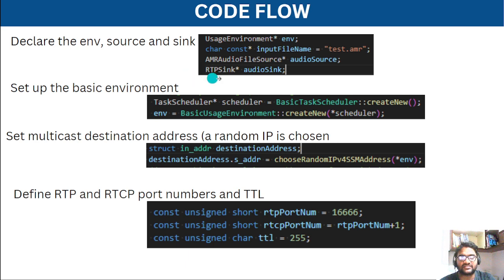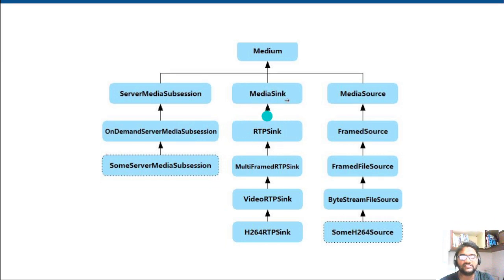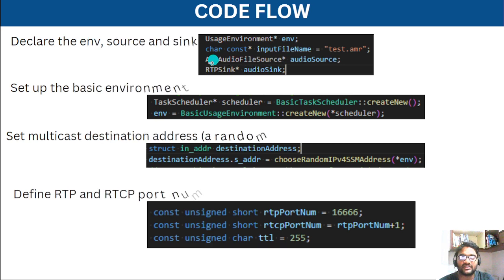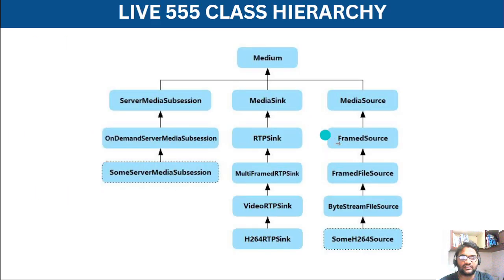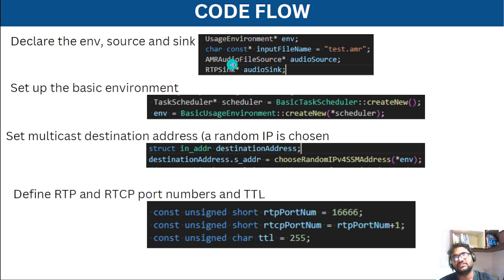As I mentioned, we'll be using the RTP sink here. I mentioned media sink earlier, but here we'll be using the RTP sink, and the source will be the audio source. It is not mentioned in this slide, but if you download the library, this class will be there: AMR audio file source. So the source is AMR and the sink is the RTP sink. These are the two main classes we'll be using, and we'll be populating all the data related to them. And this is about the basic file: test.amr is the file we'll be streaming.